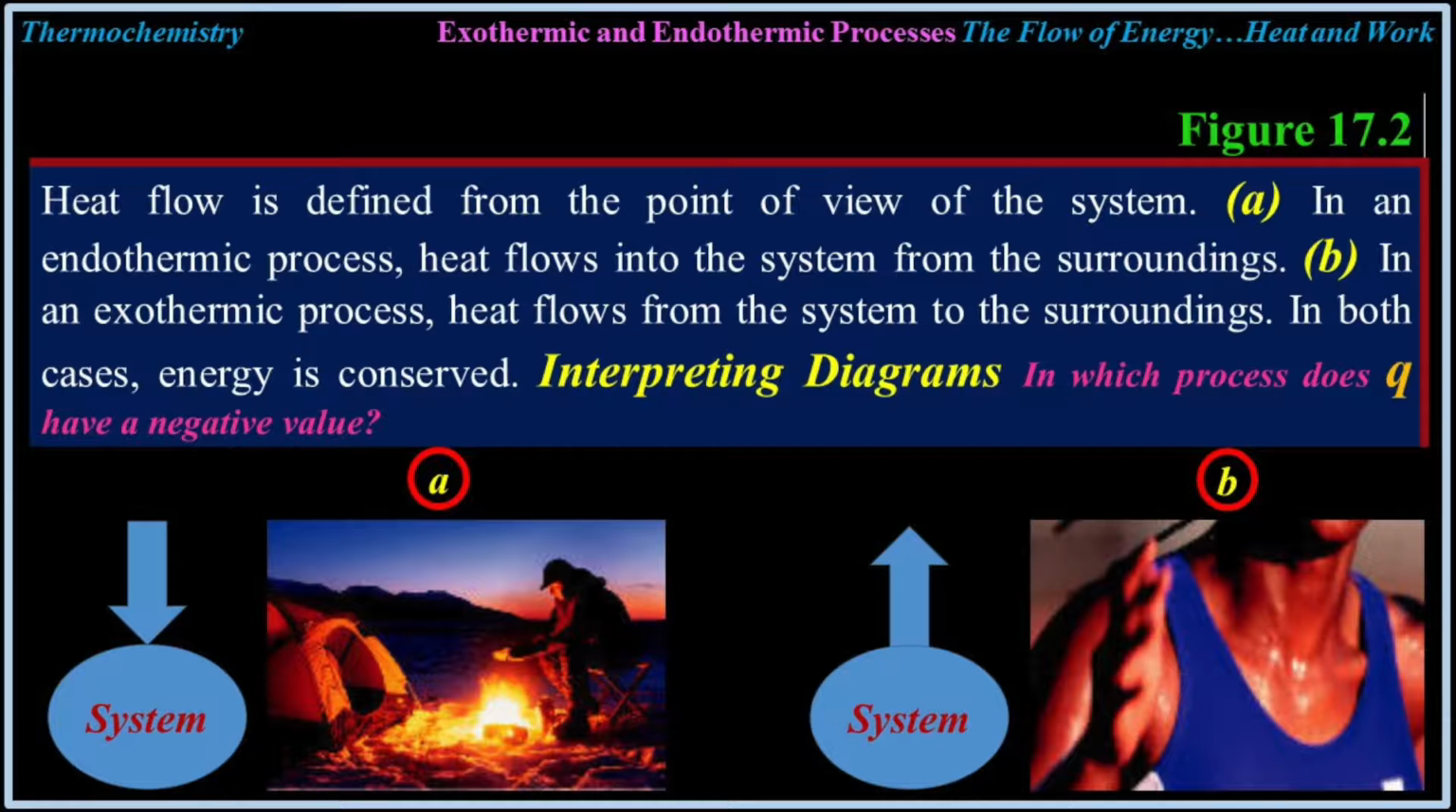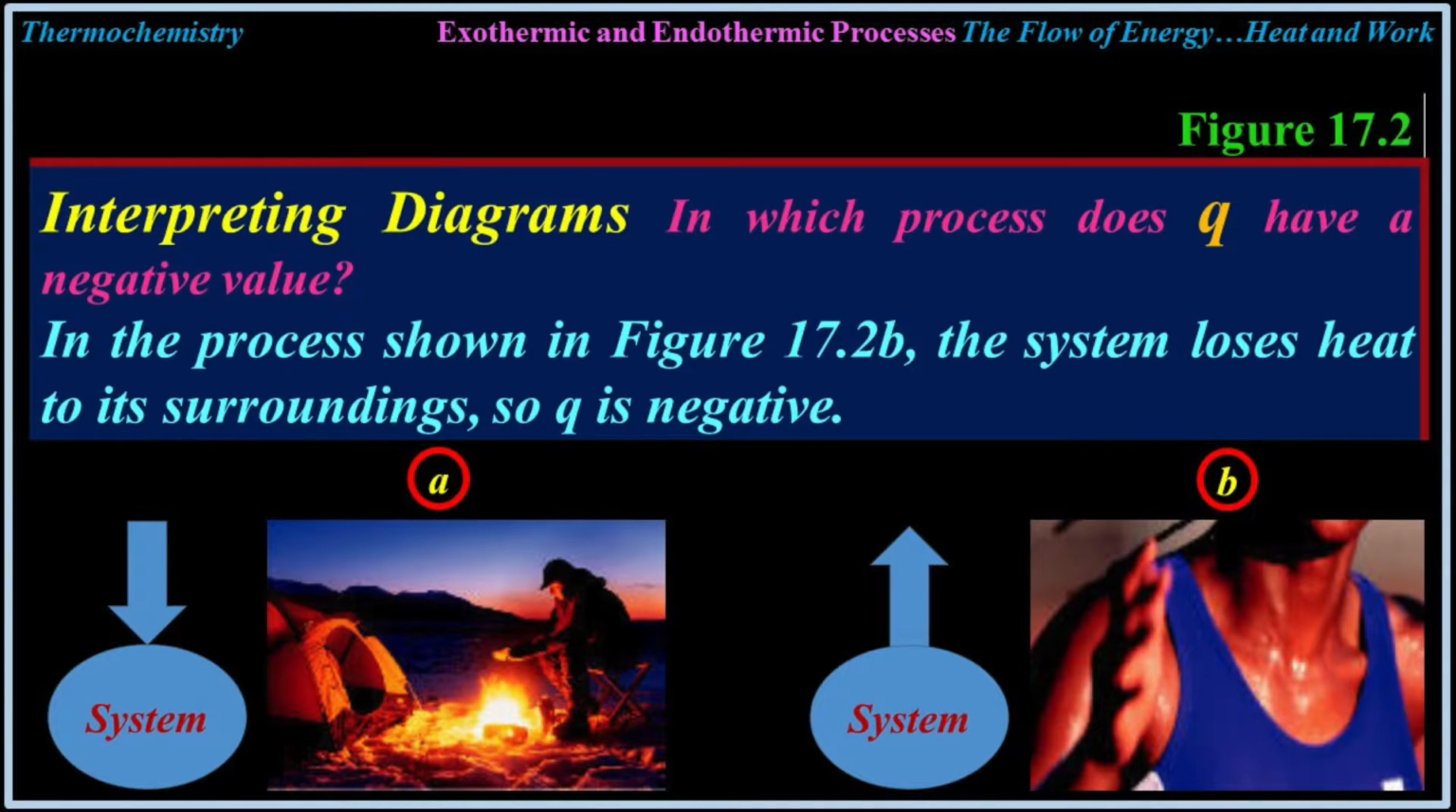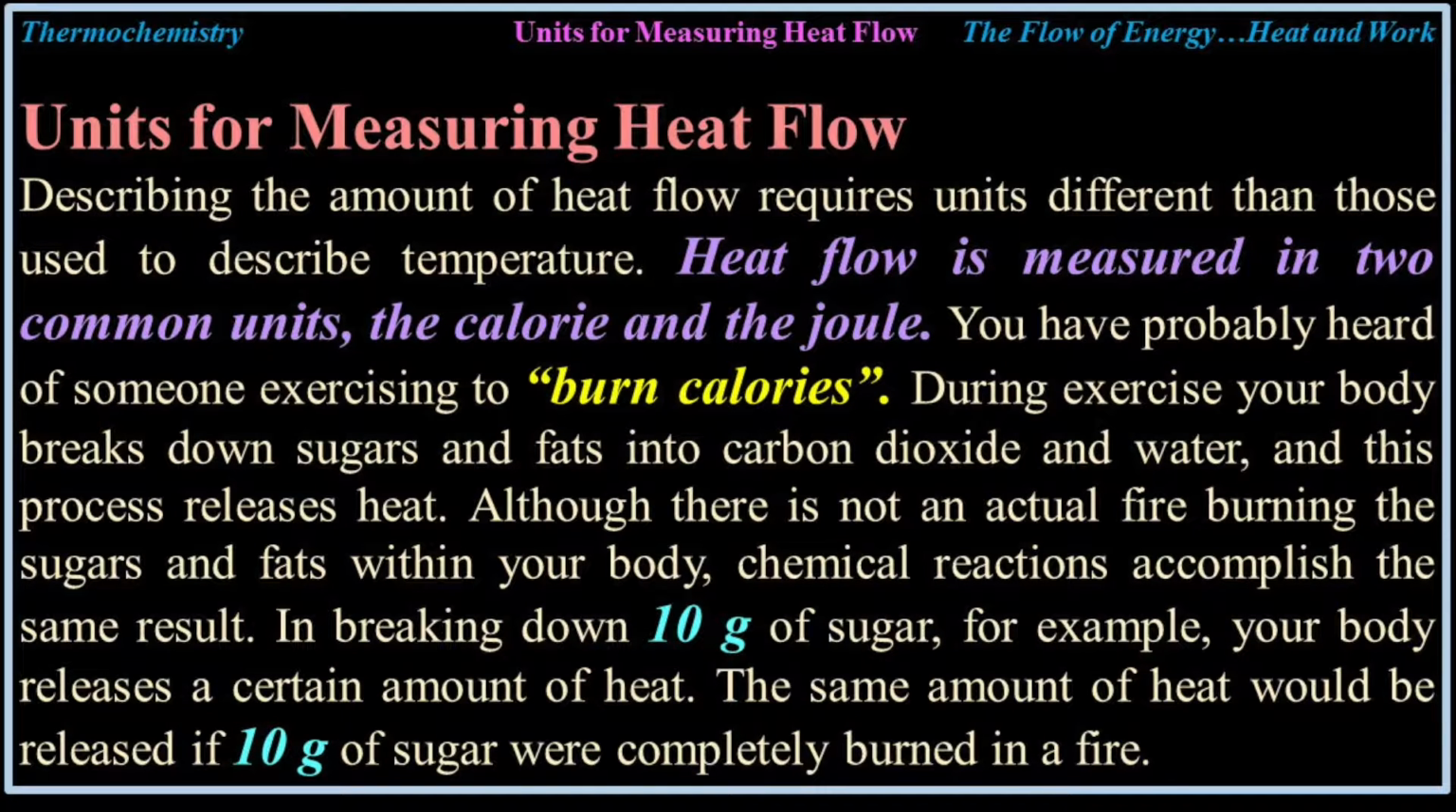In an exothermic process, heat flows from the system to its surroundings. You're sweating. You're trying to get rid of that heat. In both cases, energy is conserved. Interpret the diagrams. In which process does Q have a negative value? In the process shown in figure 17.2b, the system loses heat to its surroundings, so Q is negative.